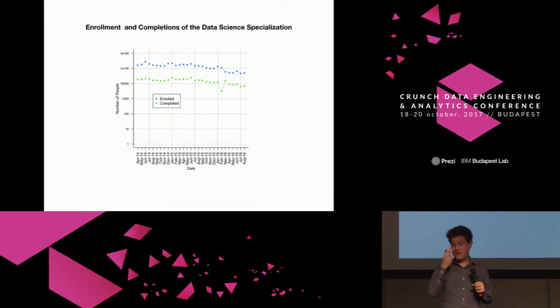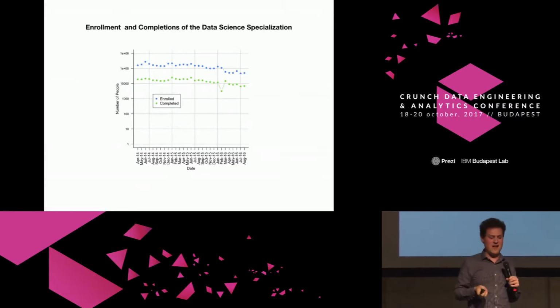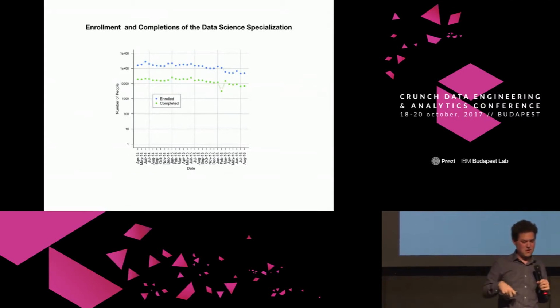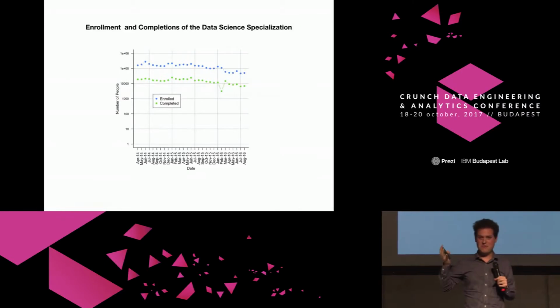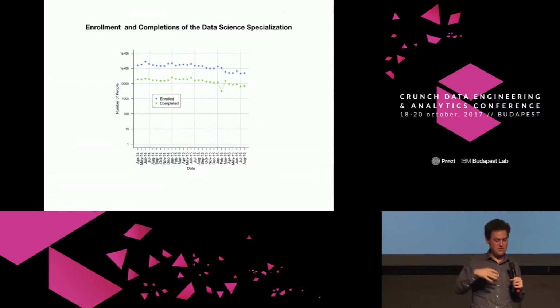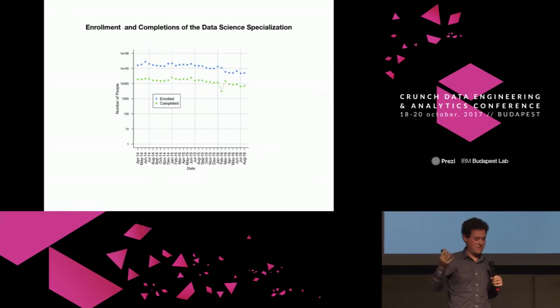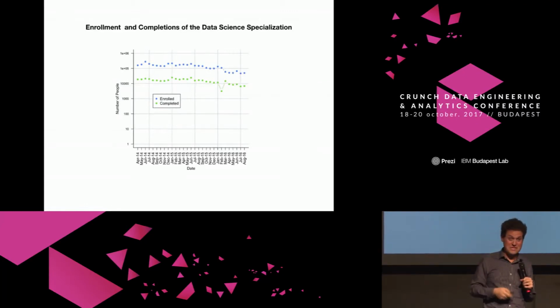So the enrollment for these courses really blew us away. The y-axis here is on the log scale. As you can see, every month we had about 100,000 people enrolling, and then we had an order of magnitude fewer people actually completing each course, but that's still pretty great considering that it was around 10,000 completers per month.